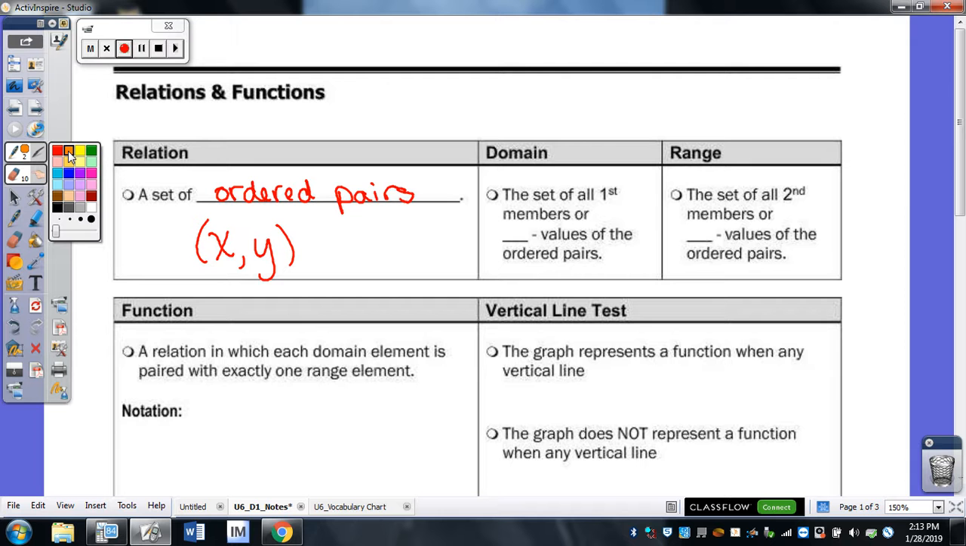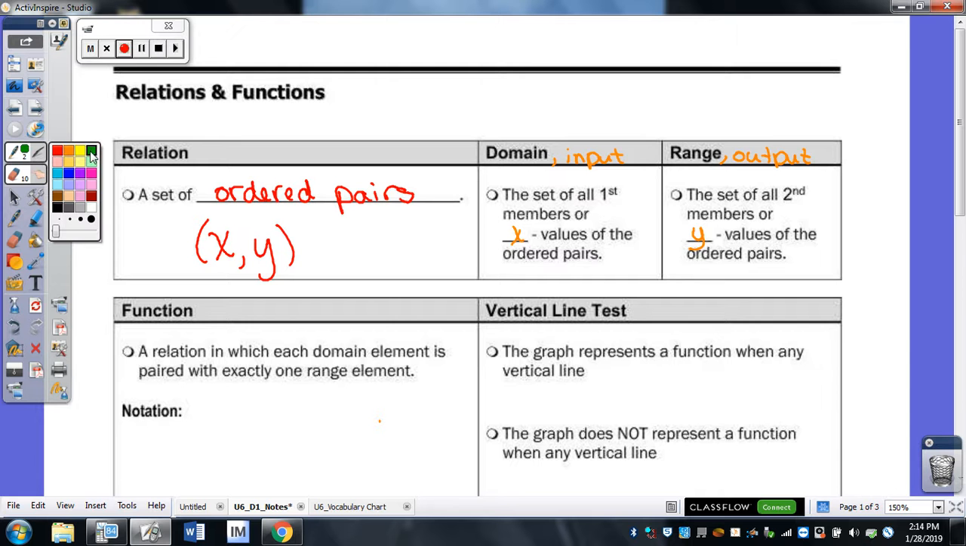So your domain, which is also sometimes known as your input values, would be your x's. So that first value in your ordered pair, that is your domain. Your range, also known as your output, is that second value in your ordered pair, or your y value. So x, input, domain, those all mean the same thing. Y, output, range, those ones all mean the same thing. So every relation consists of a domain and it consists of a range.